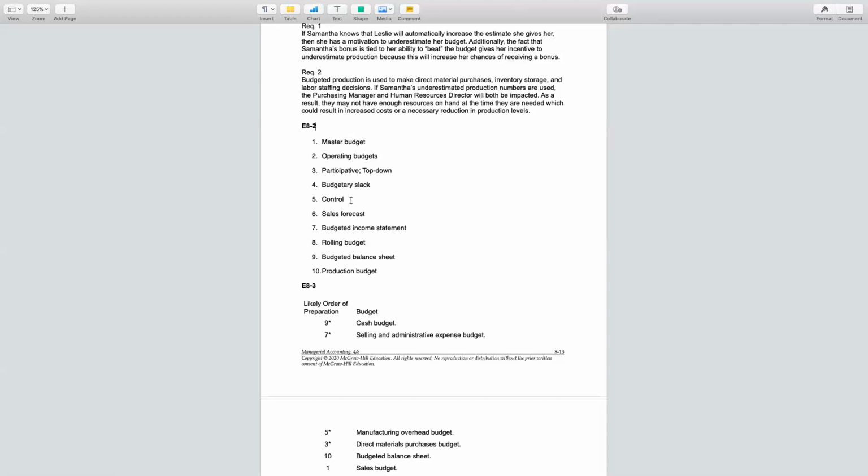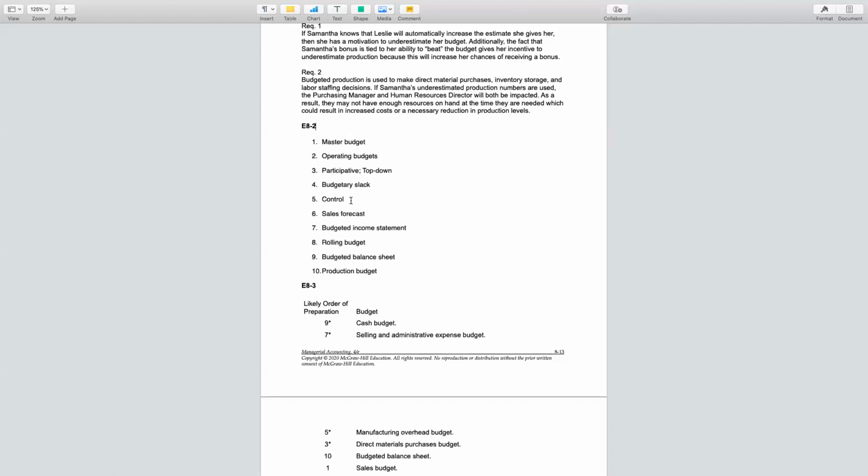Number nine, the budgeted balance sheet provides information about a company's expected financial position at a specific point in time. Whenever you see those two words together, financial position, 99 out of 100 times, they're talking about a balance sheet. That's another name for a balance sheet. In some books, they call it the statement of financial position. And number 10, once the production budget has been prepared, the direct materials purchases, the direct labor, and the manufacturing overhead budgets can be prepared.